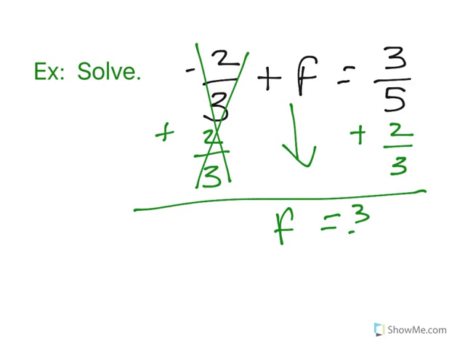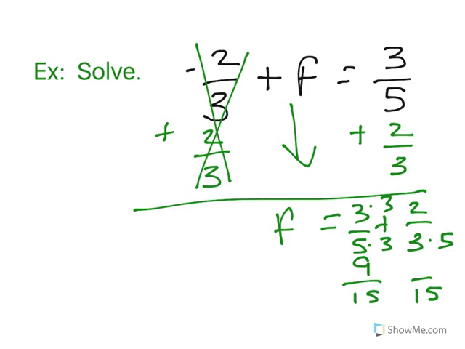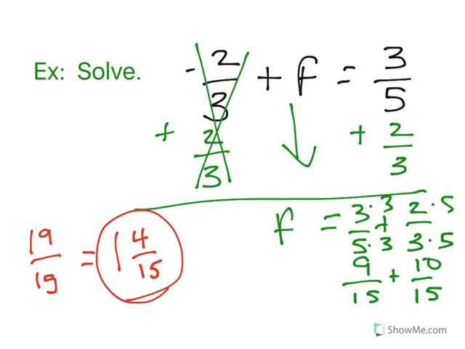So we have 3/5 plus 2/3. Let's make common denominators of 15. So 5 times 3 is 15, so 3 times 3 is 9. 3 times 5 is 15, so 2 times 5 is 10. So 9/15 plus 10/15 is going to give us 19/15. And that's going to reduce to 1 and 4/15. So that's my final answer.